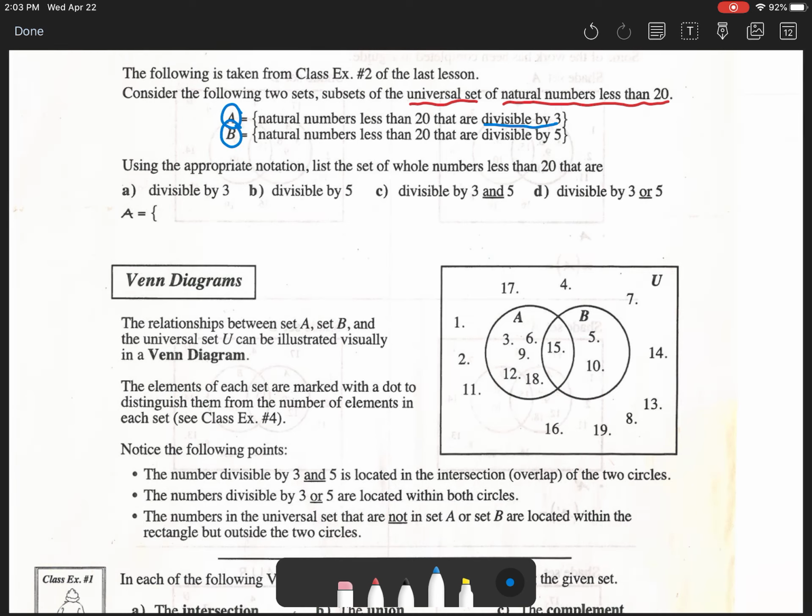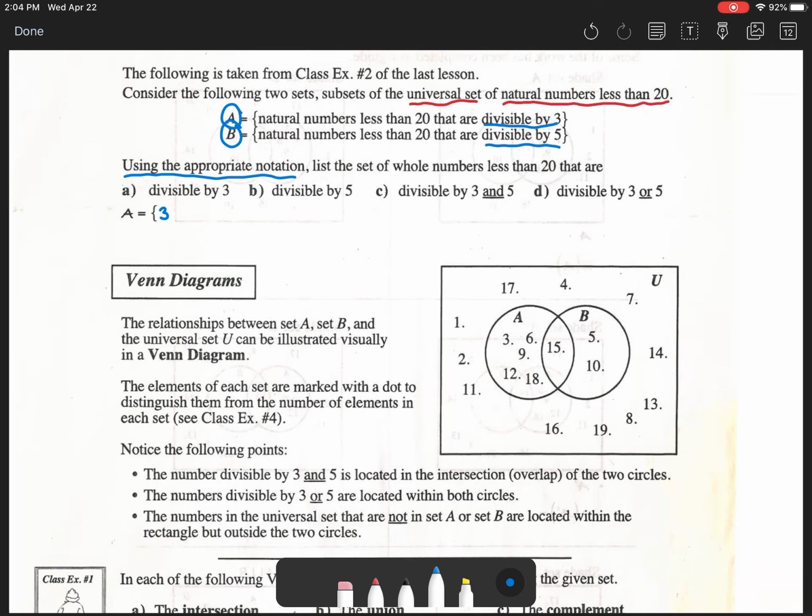The first set is A, which are natural numbers less than 20 that are divisible by 3. And then the other set was set B, natural numbers less than 20 that are divisible by 5. Notice that both of those sets are represented by capital letters and contained within curly brackets or braces. Now it says, using the appropriate notation, list the set of whole numbers less than 20 that are divisible by 3. The important point there is that they want us to use the appropriate notation.